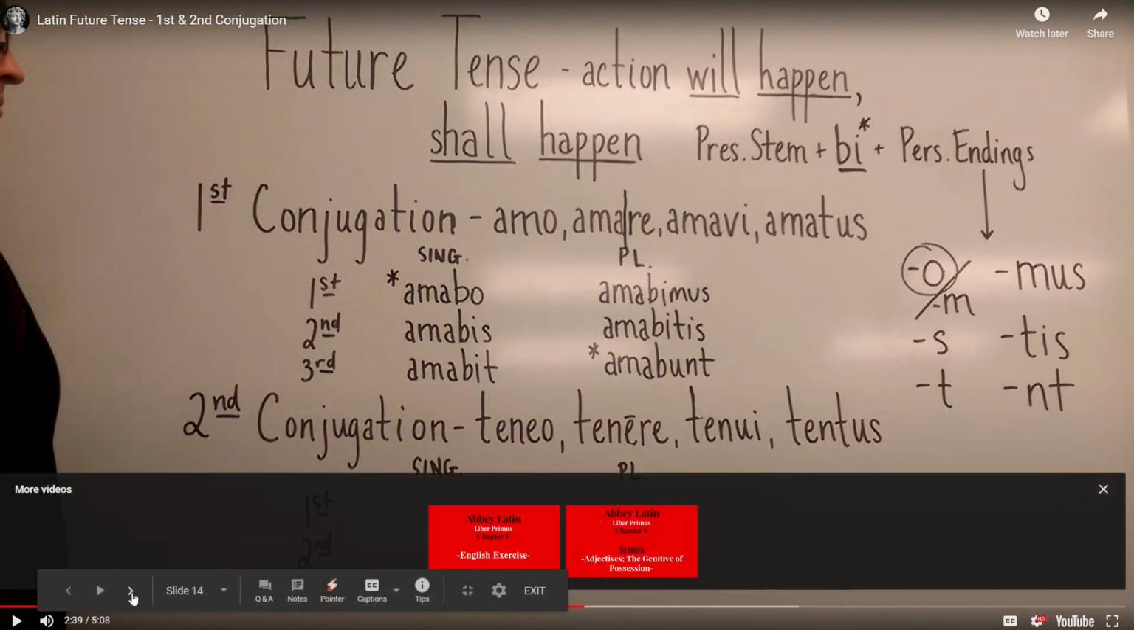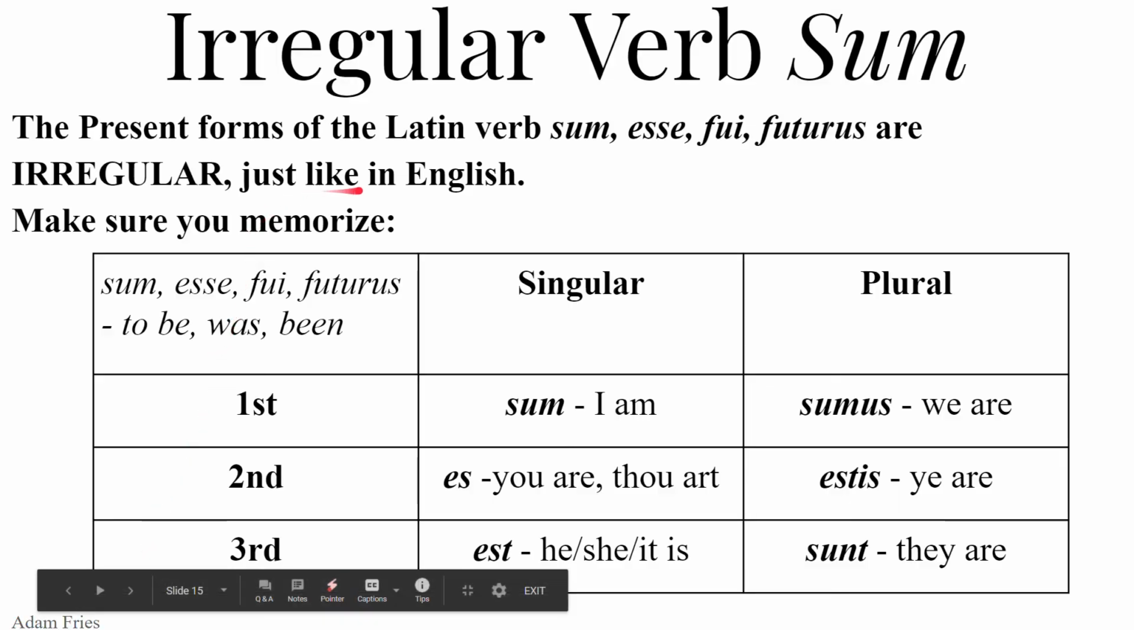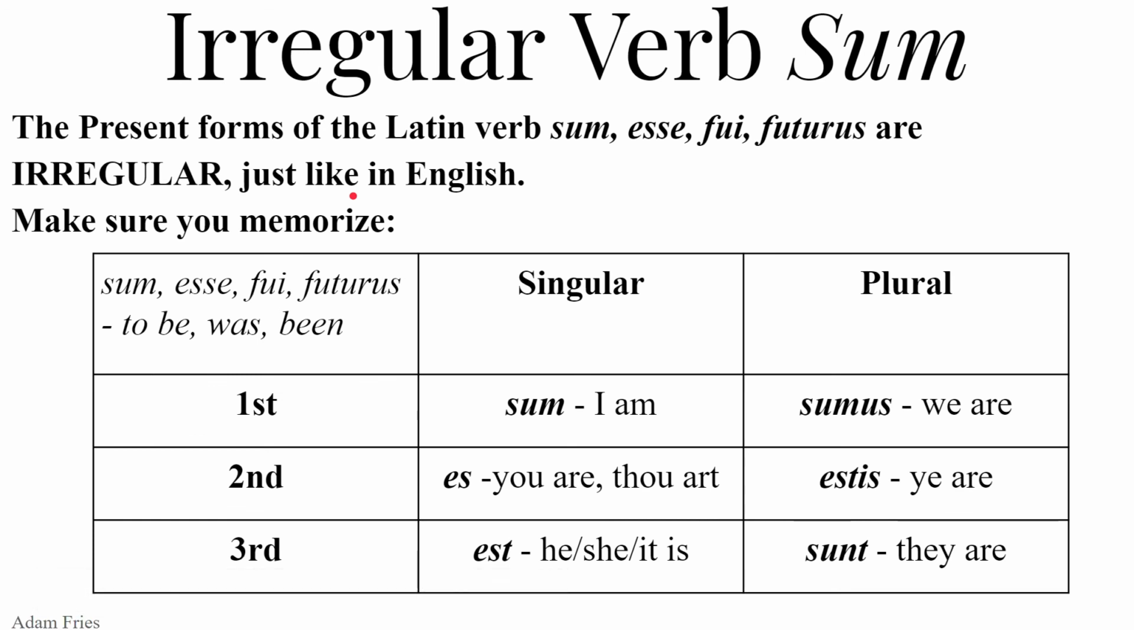Alrighty, so the future tense. Let us take very important note that the forms of Latin's sum, esse, fui, futurus, to be, are irregular in the present tense and in the imperfect and the future tense. So let's pause right here and make sure we go over these forms. It's very important you know the verb to be. So we have sum, esse, fui, futurus.